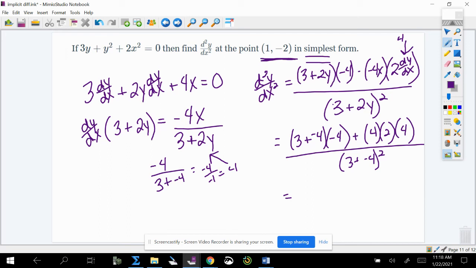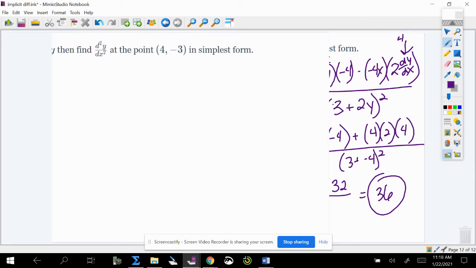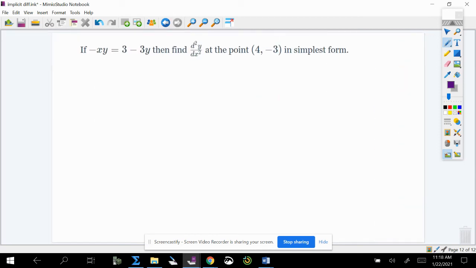All right, so what do we end up with here? We get negative 1 times negative 4 is 4, plus 4 times 4 times 2 is 32, all over negative 1 squared, which is 1. So lots of work to get to a single numeric answer, which is the second derivative at that value. I'm going to take you through one more in case you feel like you need it. Same idea. Sometimes it just takes one more try.